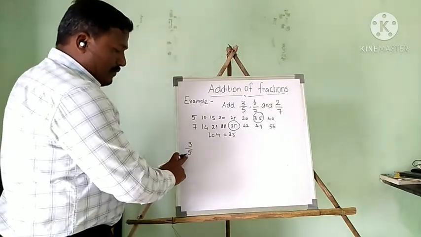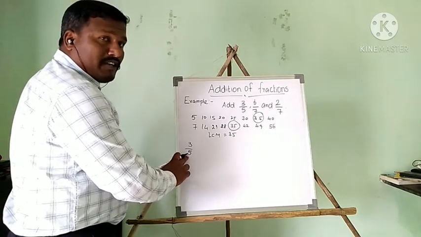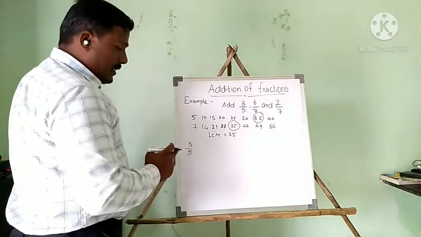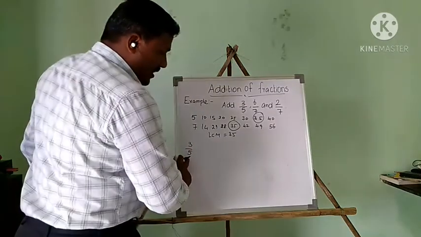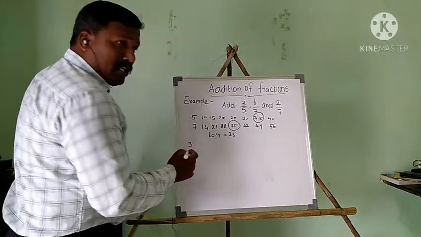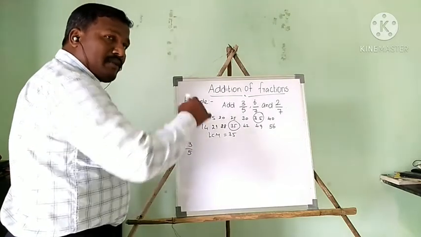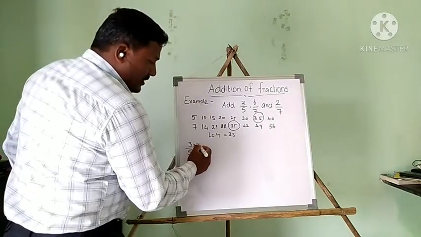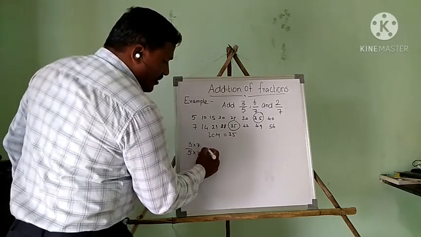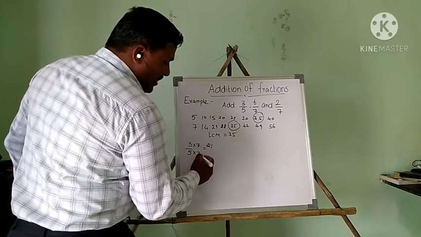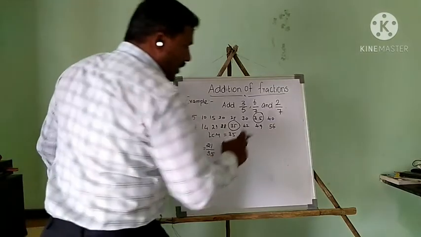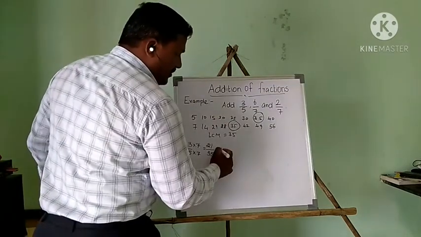If you multiply by some number, it will become 35. So what is the number? 7 5s are 35. So you have to multiply up and down, that means numerator and denominator, by 7. 3 7s are 21. 5 7s are 35. Okay, finished.